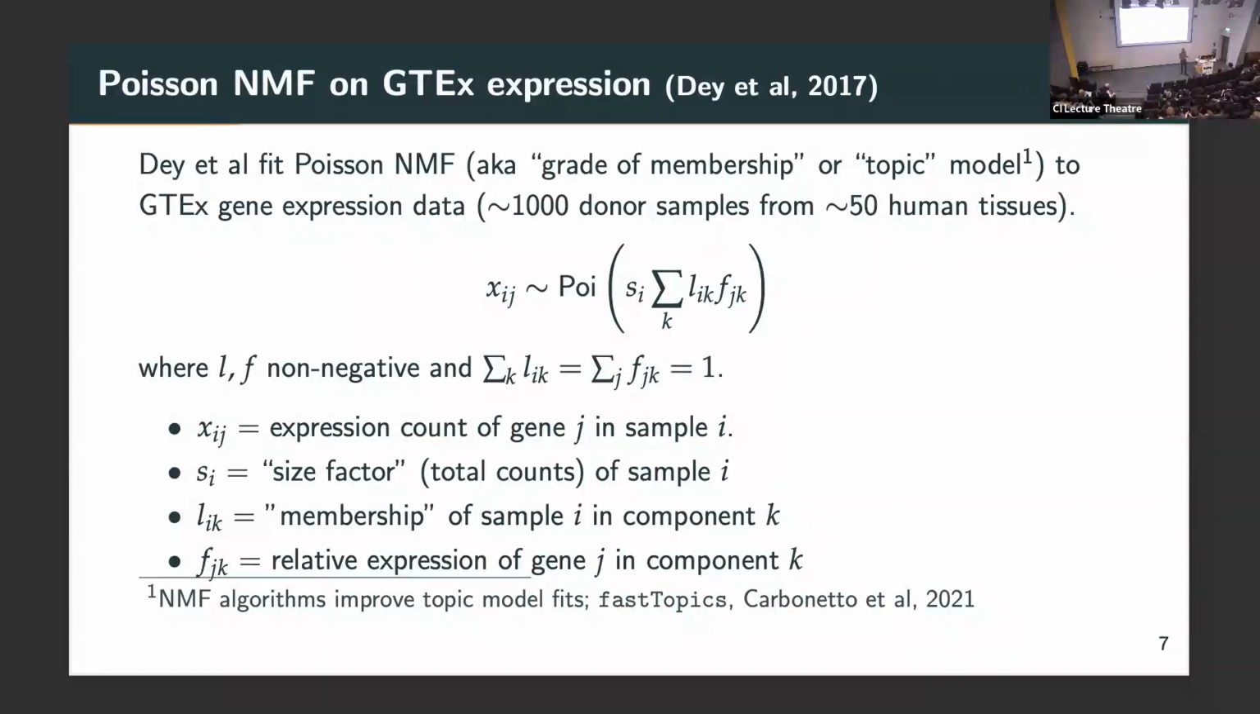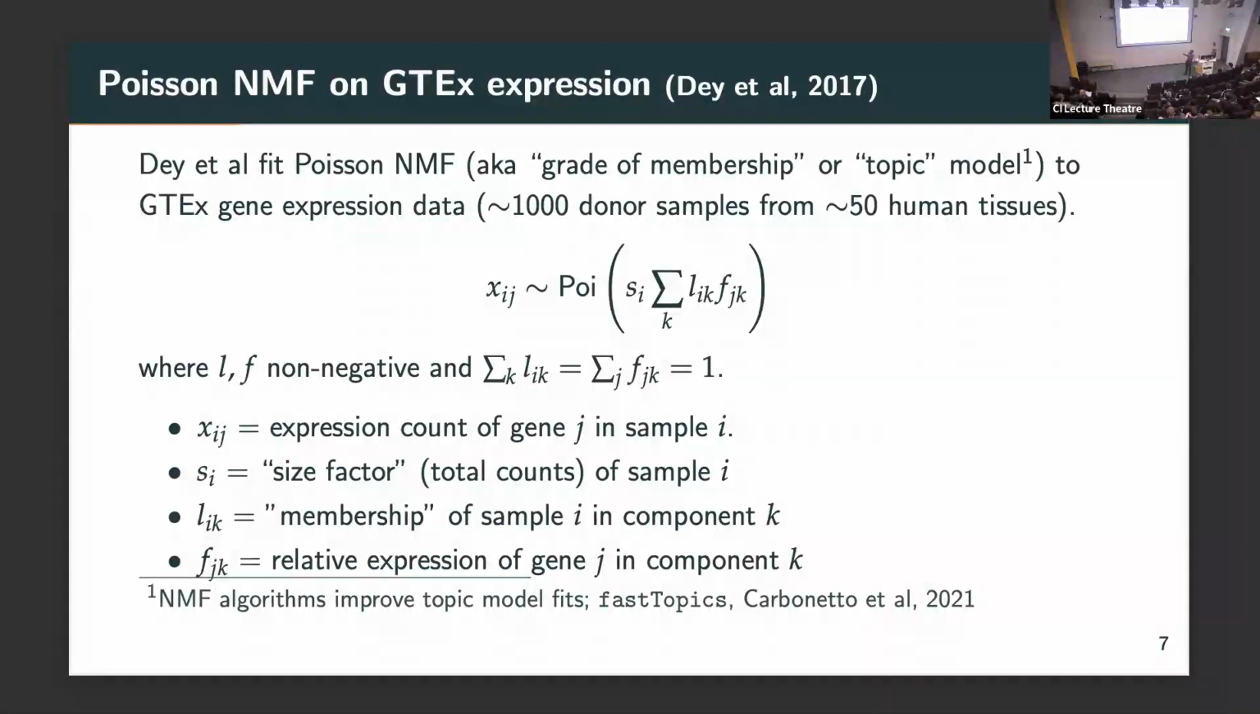Okay, so to give a genetic example, what happens if we apply NMF to genetic data? I should say NMF comes under various names. In population genetics, people use admixture models. They're essentially a version of NMF. In document analysis, people use topic models. They're also a version of NMF. I'm going to call them all NMF for now.